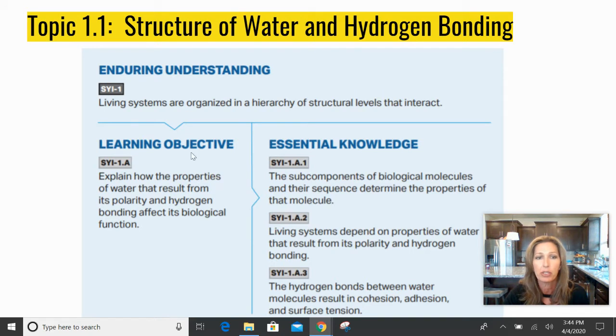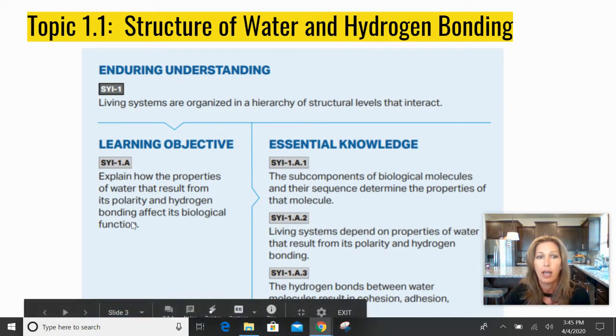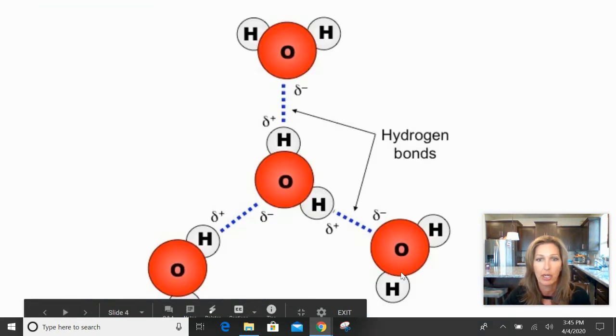Now, in this particular topic, we are talking specifically about water, so we need to make sure we understand the properties of water that result from its polarity and hydrogen bonding effects on its biological function. So with this too, there's some terms down here when you look at the slide, talking about hydrogen bonds in water that results in cohesion, adhesion, and also surface tension. So those are some terms that we should make sure that we are understanding.